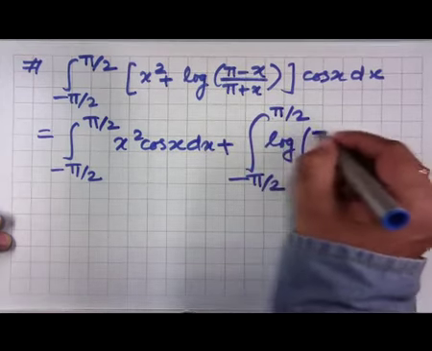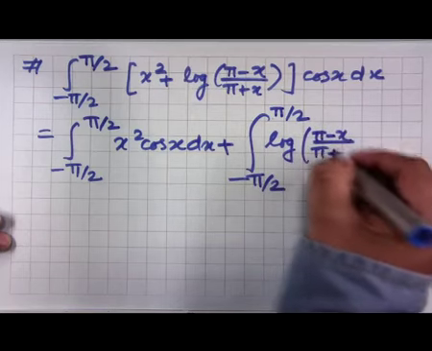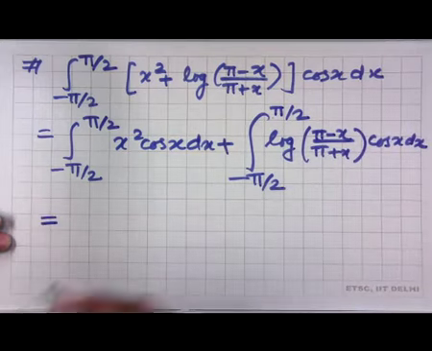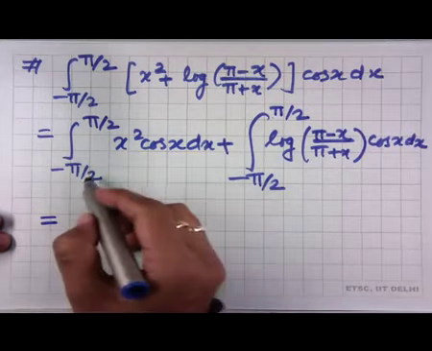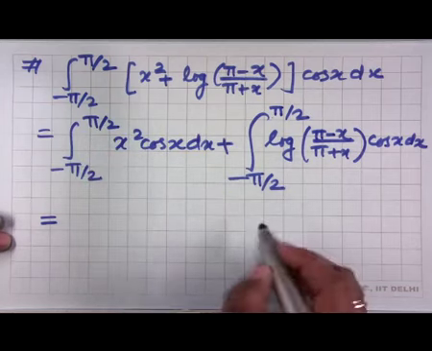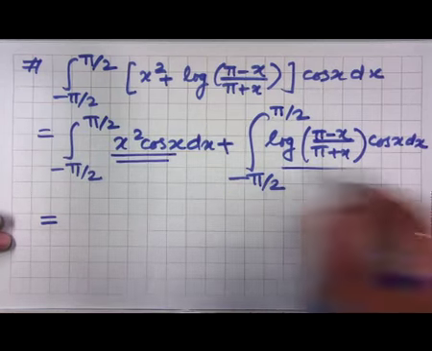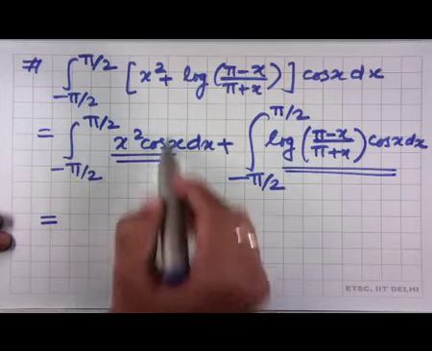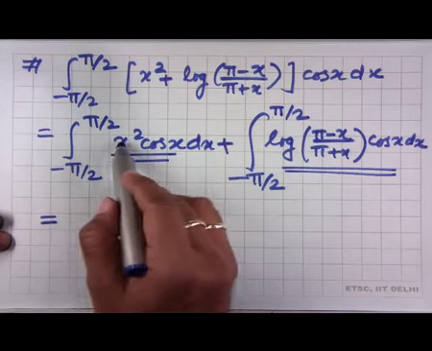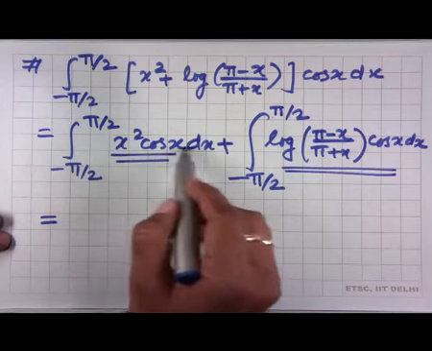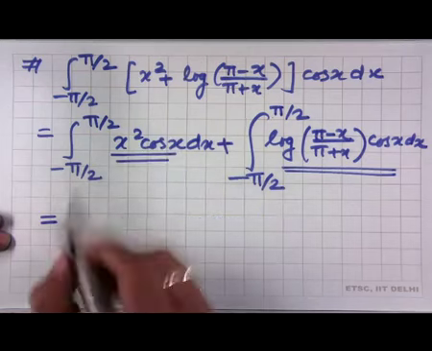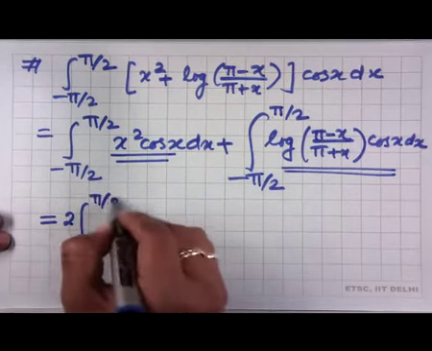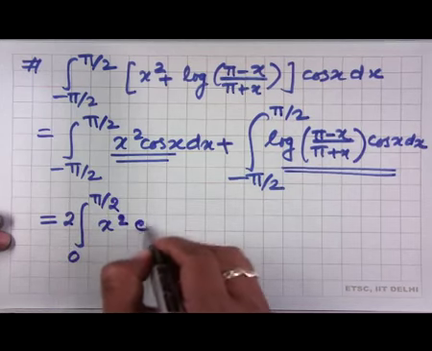Log of (pi minus x) by (pi plus x) into cos x dx is equal to... Since this integral is of the kind minus a to a f(x) dx, we need to find out whether it is an even or odd function. This function x square cos x is even, because if you replace x by minus x, you get x square, and cos of minus x is cos x, so you get twice of 0 to pi by 2 x square cos x dx.